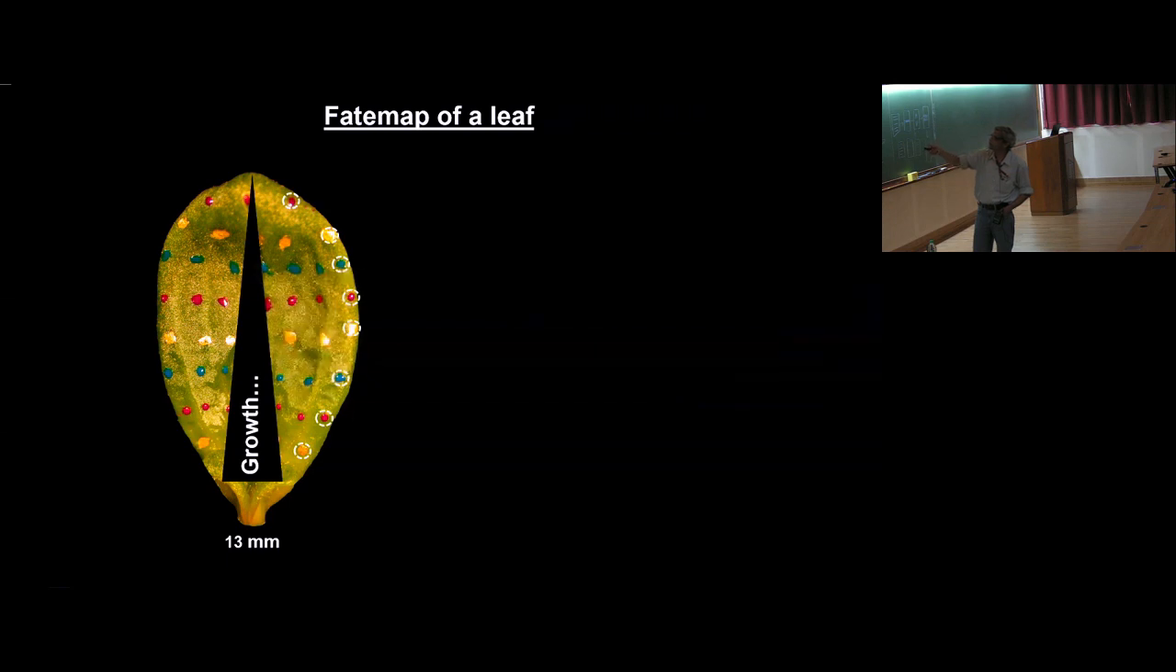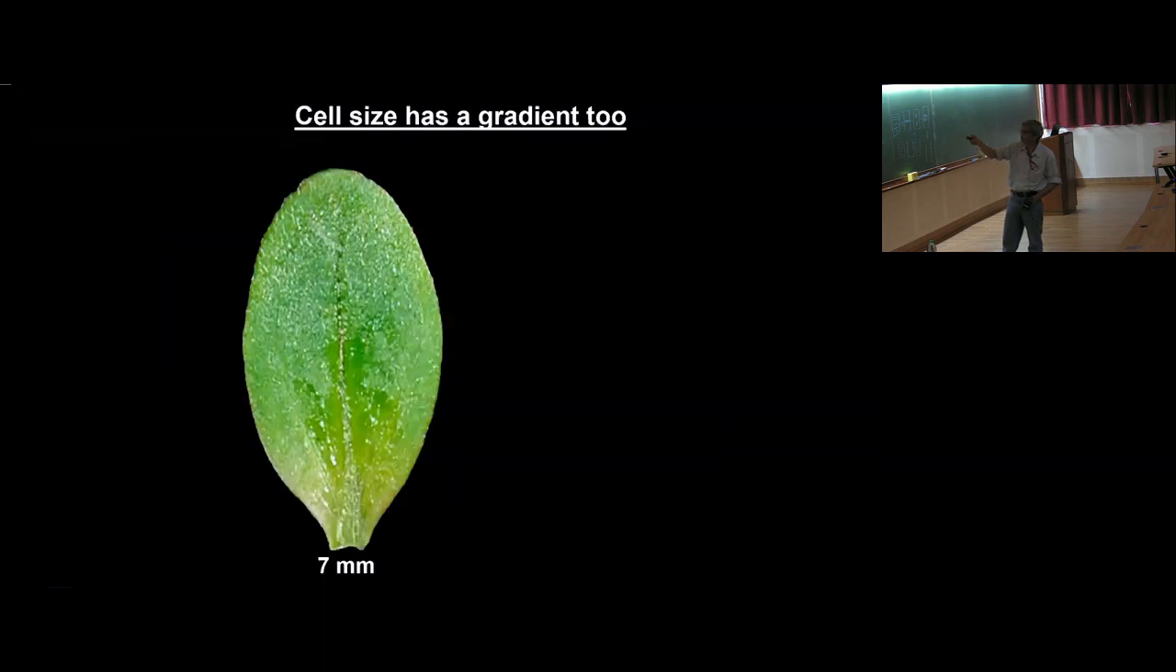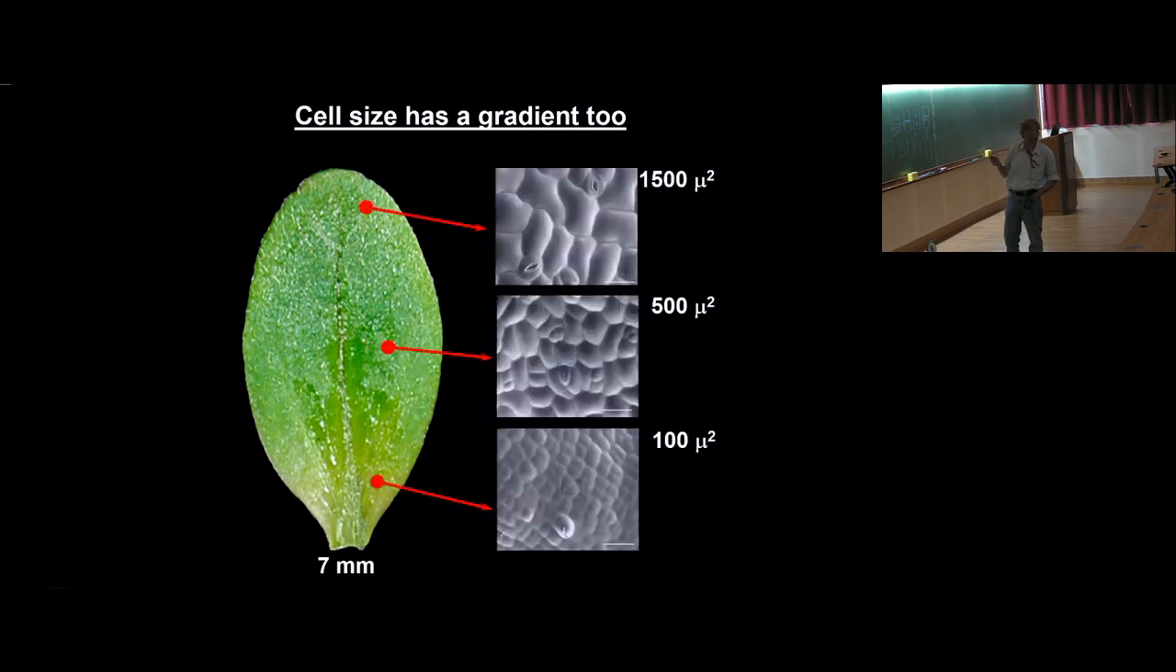For example, cells here should be different from the cells here, because this is a dividing region and this is a growing region, this is a not growing region. So if you take a closer look at a leaf which is young and growing and see the epidermal cells of this leaf, you will see that the cells are really very different.